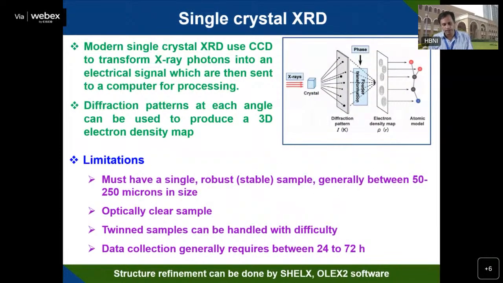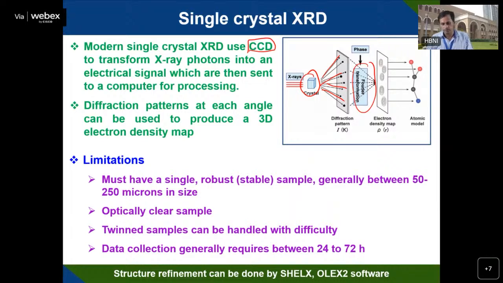In modern single crystal diffractometers, instead of a photographic detector or a 1D detector, a large CCD detector, a charge coupled device, is used. It transforms X-ray photons into electrical signals, which are then transferred to a computer. So when the X-ray falls on the single crystal, you get a diffraction pattern on the film. From that diffraction pattern, you get the intensity plot versus theta. Then you apply a Fourier transform, which relates to the phase. We do the Fourier transformation.